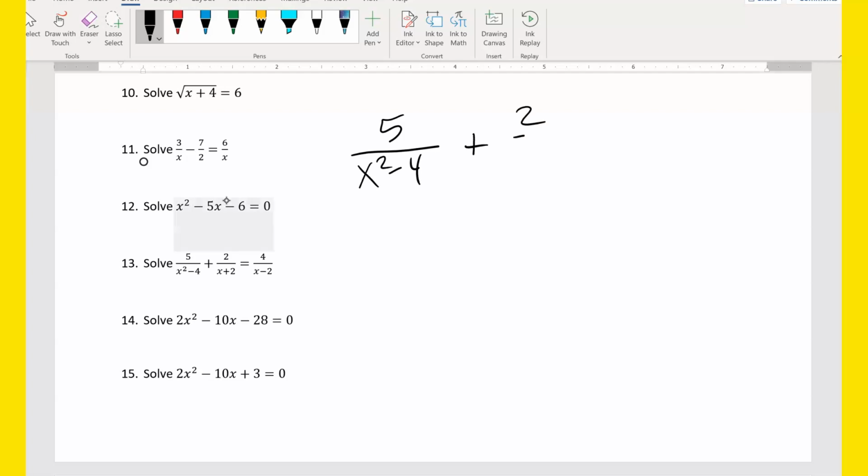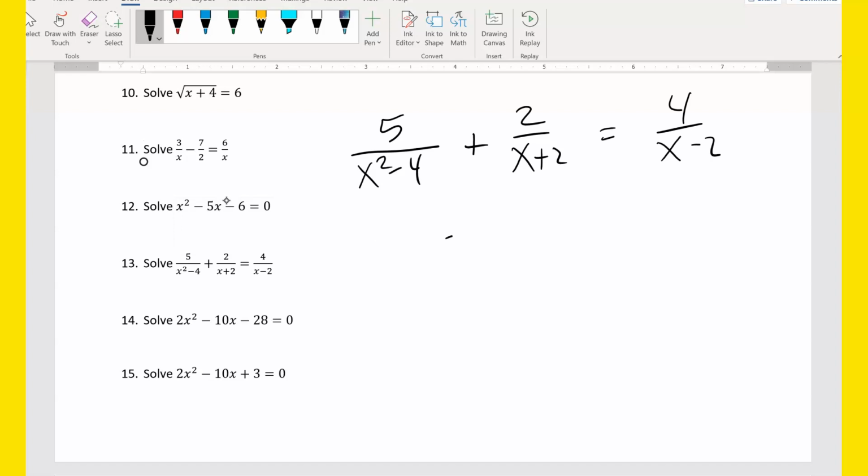Plus 2 over x plus 2. All right. Again, a rational equation where we want to get everything off the bottom. But before we start to do that, if you have anything on the bottom that can factor, go ahead and factor it. Like the x squared minus 4, that factors. That's the difference of squares. It factors as x plus 2, x minus 2.